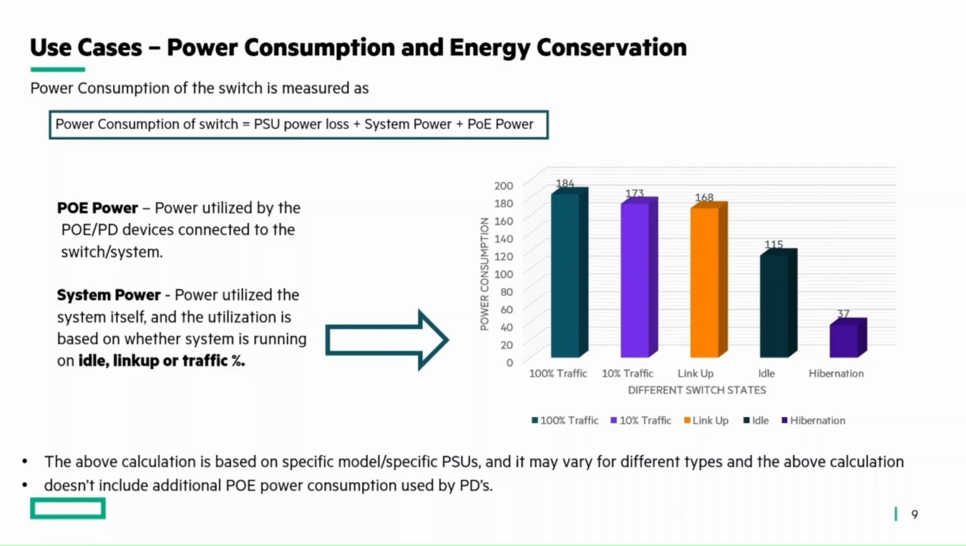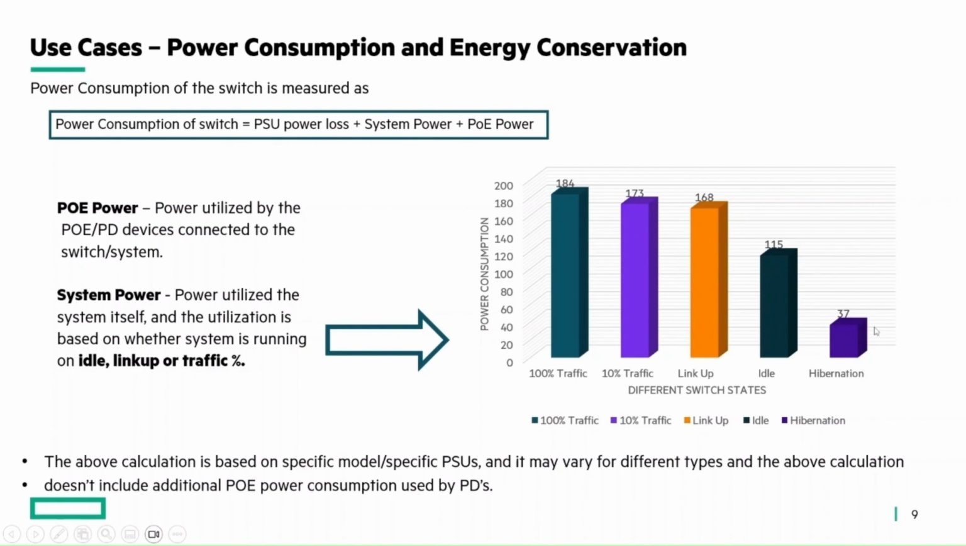When the switch is carrying 100% of the traffic, the nominal power consumption of the switch will be 184 watts. If the switch is running with 10% of the traffic, the nominal power consumption will be 173 watts. If the switch is up and in idle state, then the power consumption will be 115 watts. And if the switch is up, links are up and connected, but there is no traffic flowing across the switch, then the power consumption will be 168 watts.